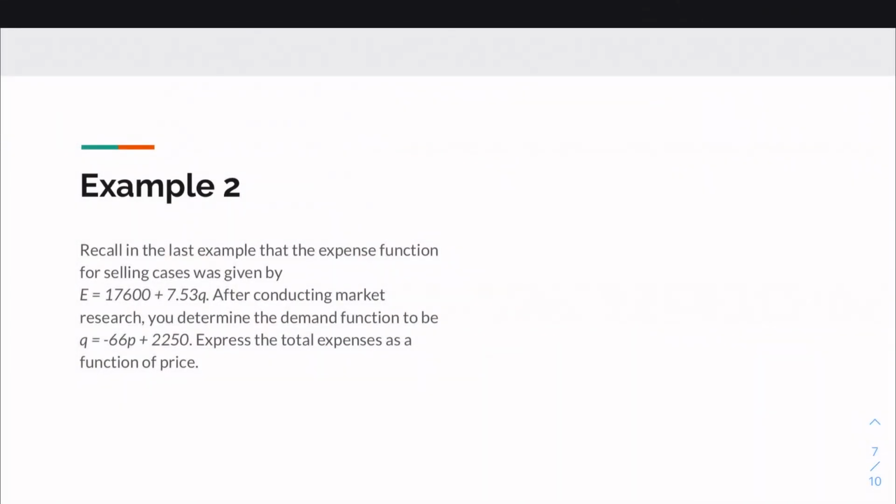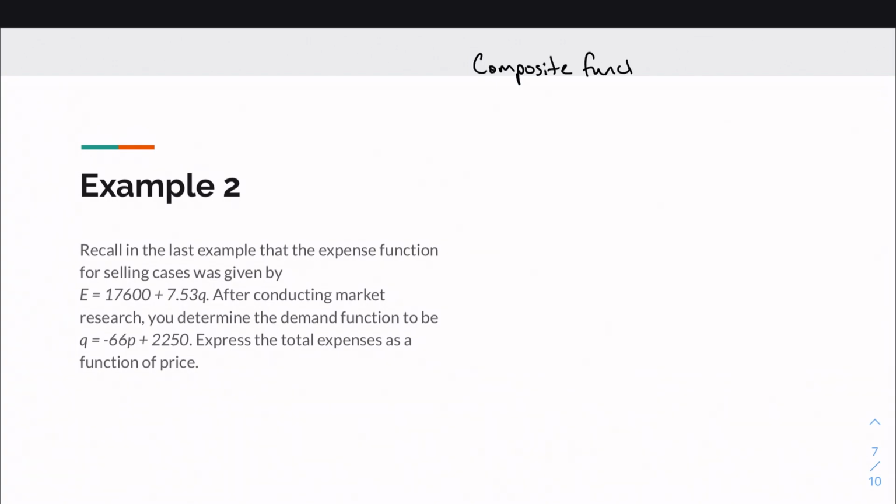So the thing that's going to complicate this a little bit further is when we don't want to talk about expense in terms of quantity anymore, wherein I want to know directly what price I can sell an item at and know how much it's going to cost me to produce that many items. So this is actually dealing with something in algebra called a composite function.